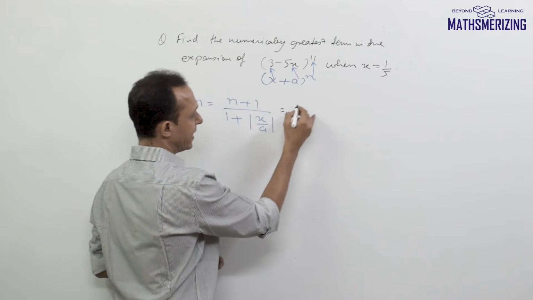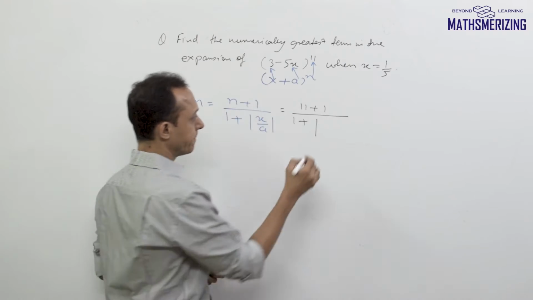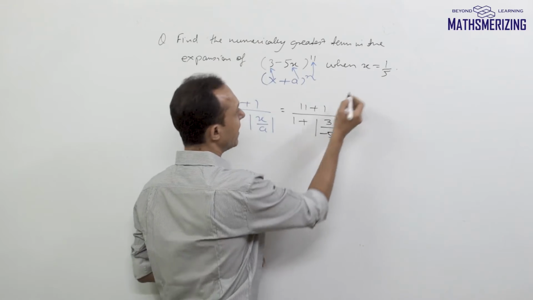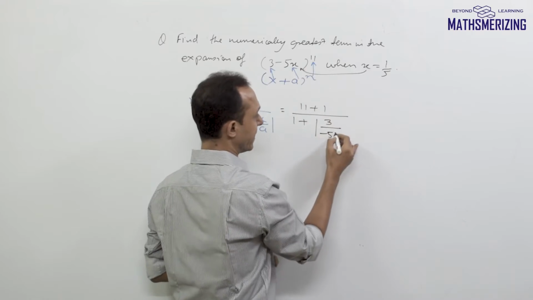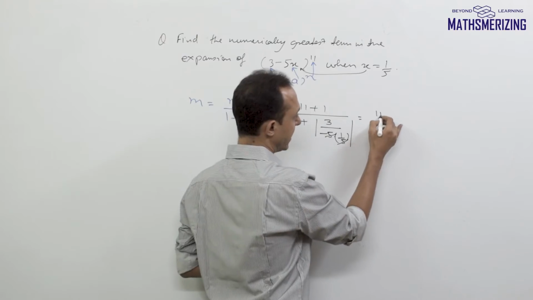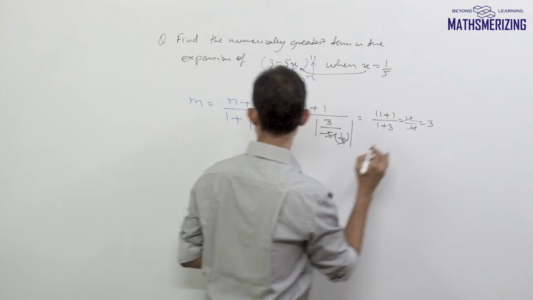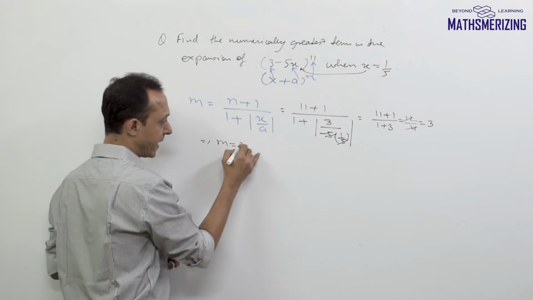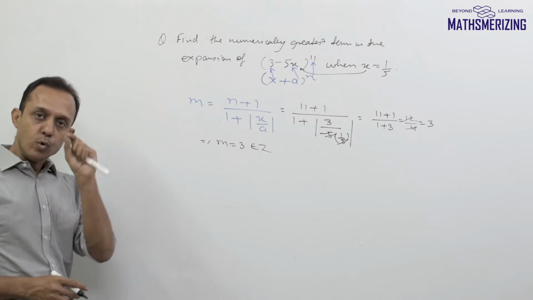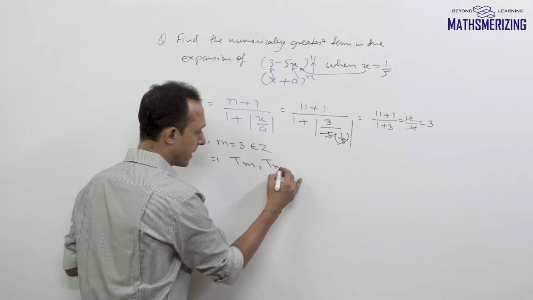So if I put it, n is 11, so it is 11 plus 1 upon 1 plus mod of, what is the value of x? X here is 3. And what is the value of a? A is minus 5x, so minus 5, and then I'll put the value of x also, which is 1 by 5. So 5 and 5 will cancel. So I'll get this value as 11 plus 1 upon 1 plus 3, which is 12 by 4, which is 3. So from here, the value of m that I'm getting is 3, which is an integer. Now we know that if m is an integer, then there'll be two numerically greatest terms, the mth term and the m plus 1th term.